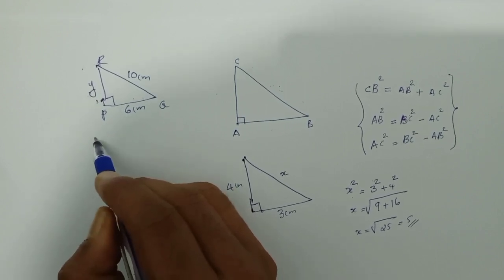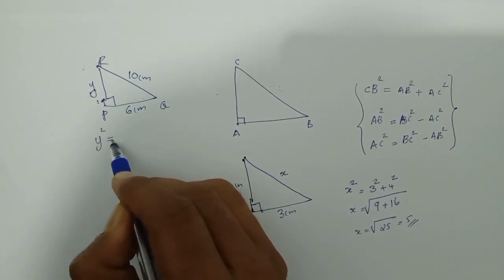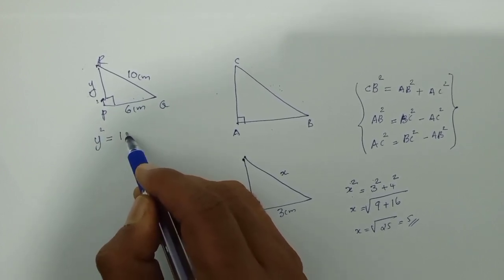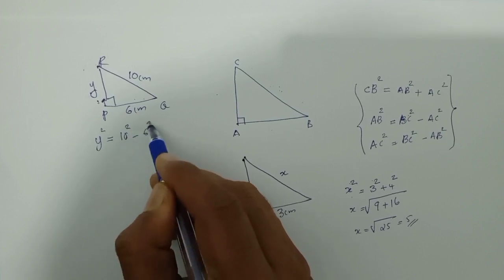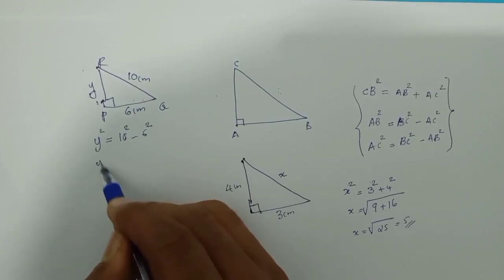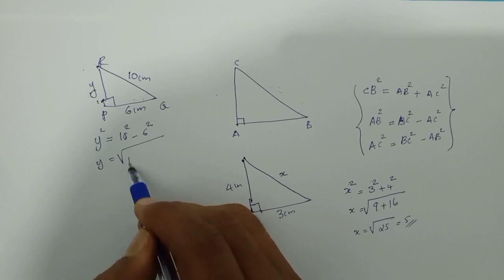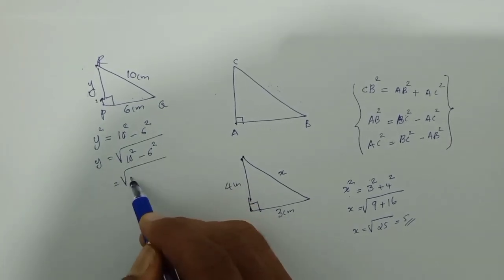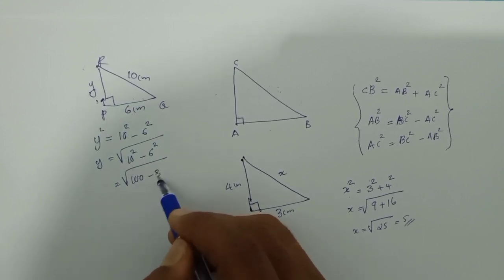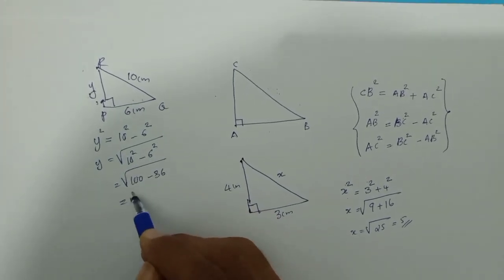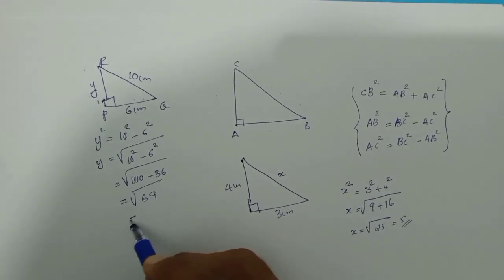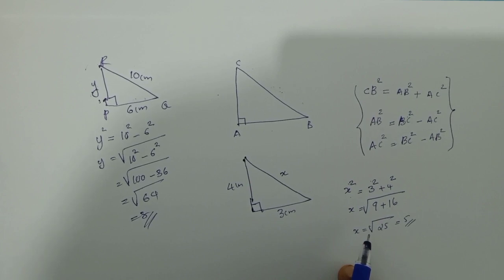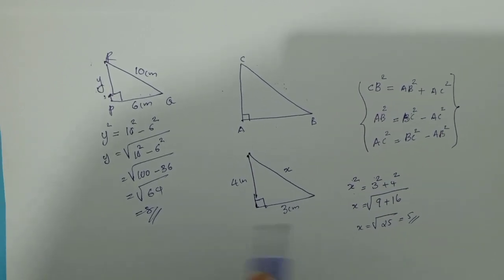So how do we find the smaller side? Y square is equal to, we subtract from the square of the hypotenuse, that is 10 square minus 6 square, right? So Y is equal to the root of 10 square minus 6 square, that is root of 100 minus 36, that is 64. Root 64 is 8. Clear? So Y is equal to 8 centimeter. Okay, we can take one more.